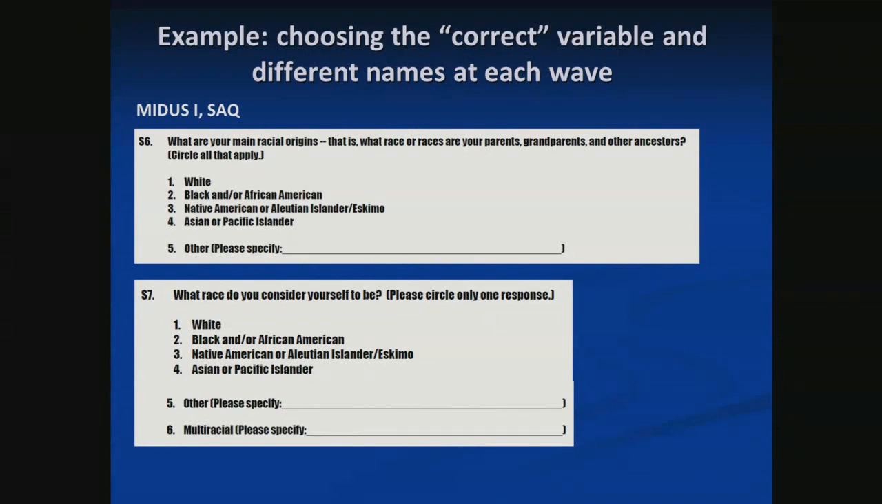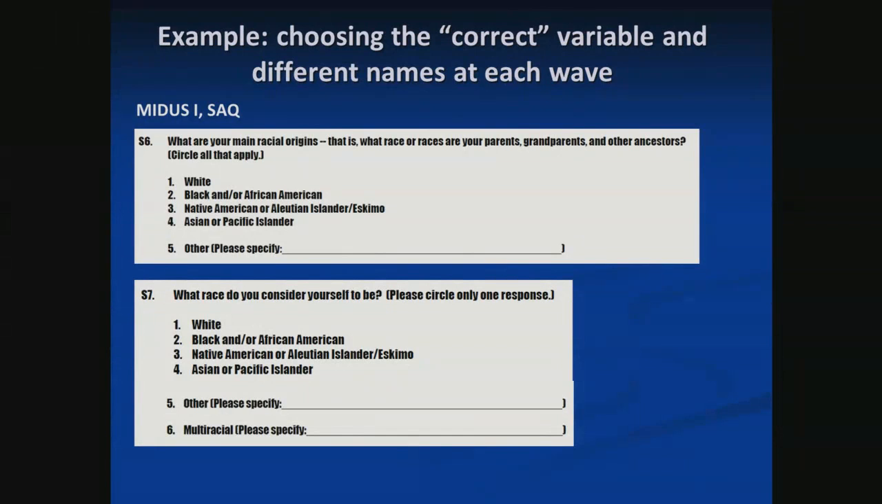They had two ways that they collected data in MIDUS. One was a phone interview, and one was a self-administered questionnaire, the SAQ. And in the first wave, they only asked about race and ethnicity in the self-administered questionnaire. They started off with these two questions. What are your main racial origins? That is, what race are your parents, grandparents, and other ancestors? Circle all that apply, okay? These were the options here: white, black or African American, Native American. So these are all the options. And then the second question, asked of everybody, no skip pattern: what race do you consider yourself to be? Okay, so your background.